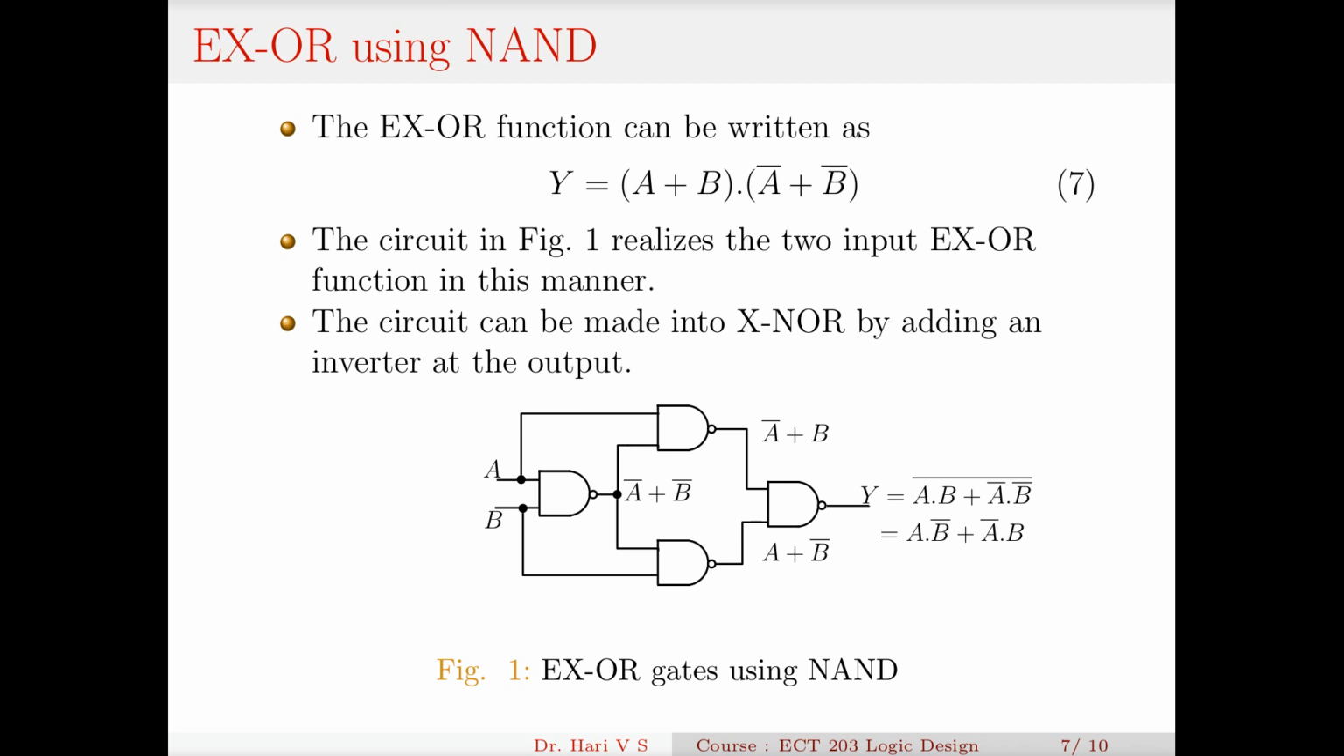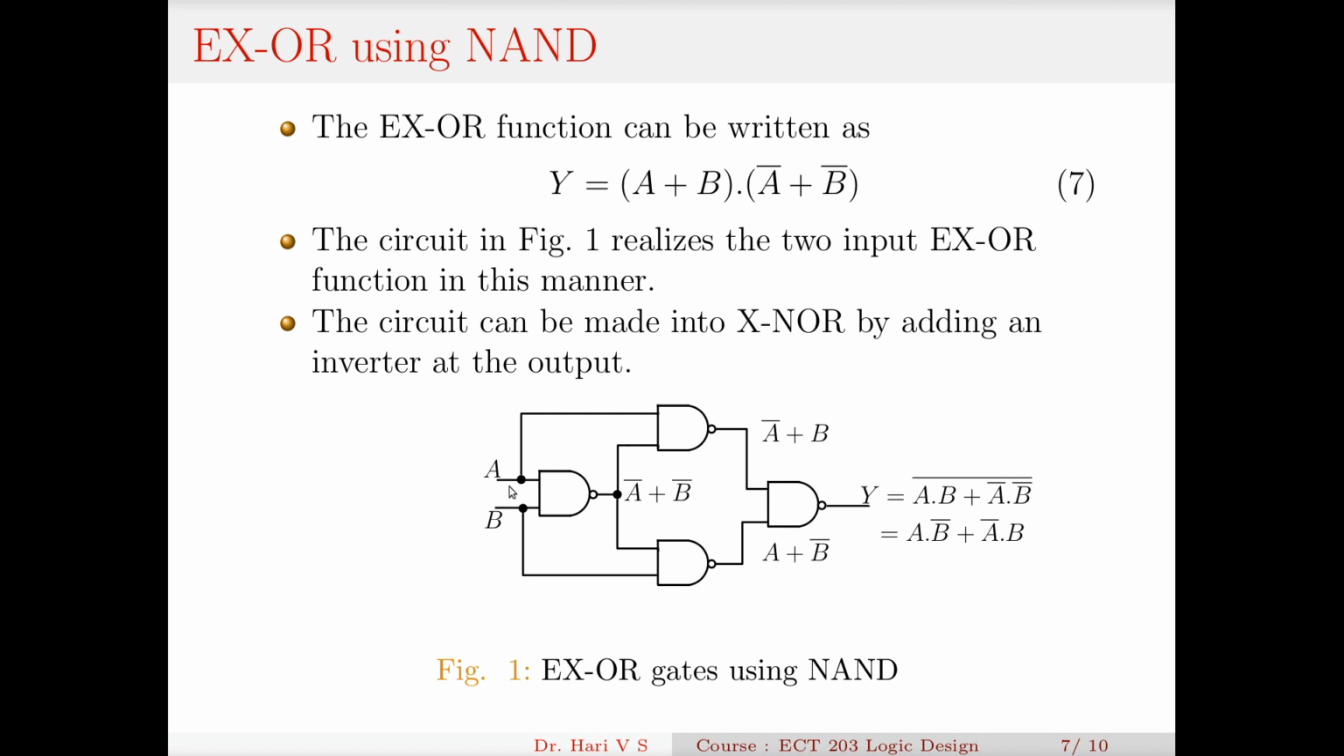Now what about an XOR gate? XOR function is nothing but A or B and A bar or B bar. This circuit realizes an XOR gate. This is XOR using NAND. So if you look here, this is AB, and this is AB all complement. This is with one NAND IC. I can do this with just 4 NAND gates. I can create an exclusive OR circuit.